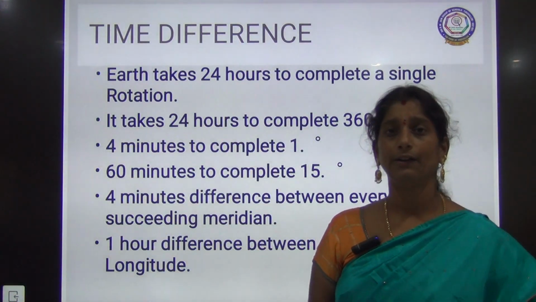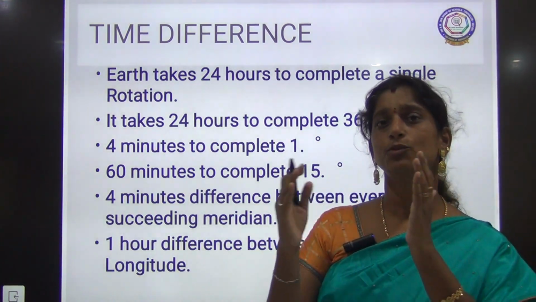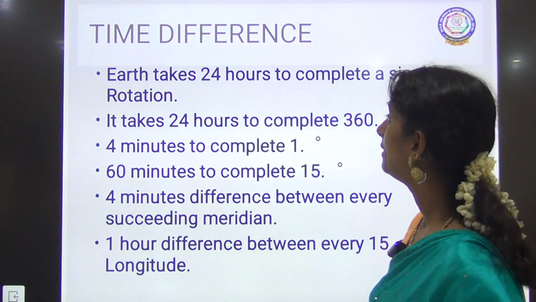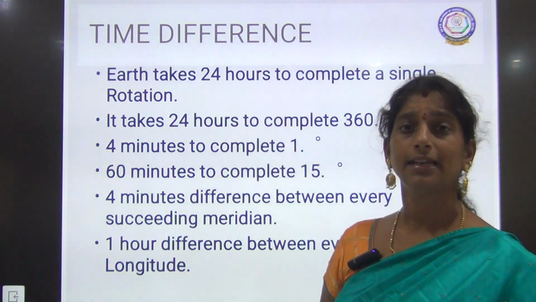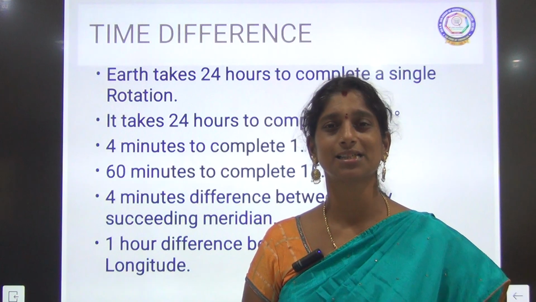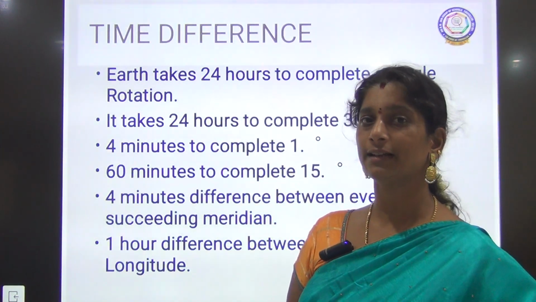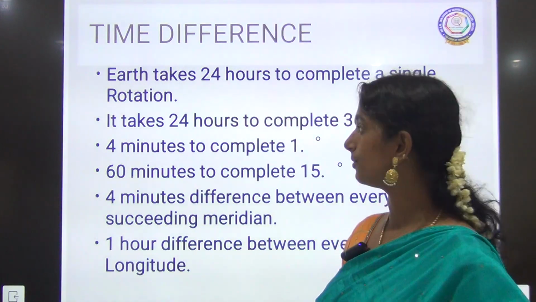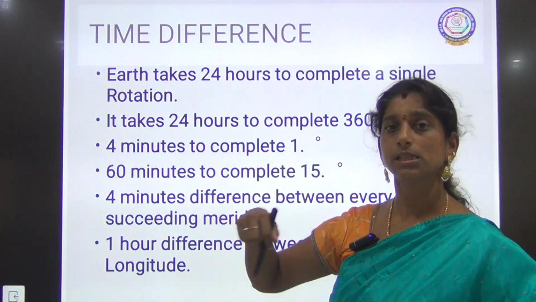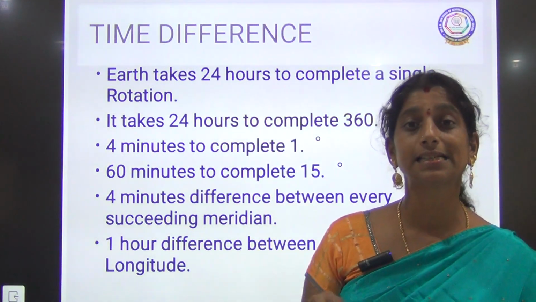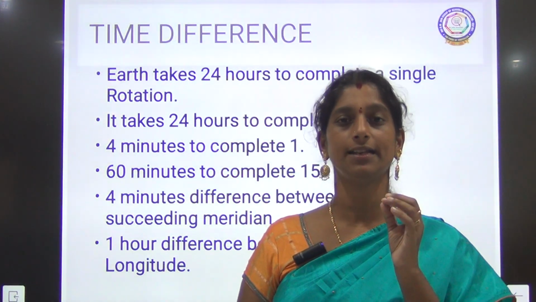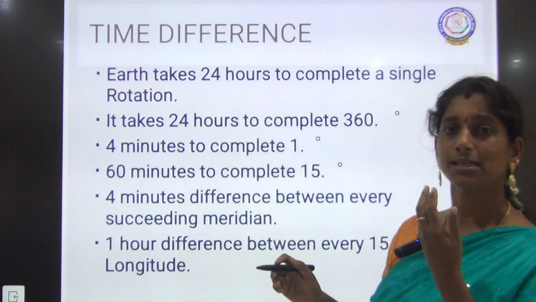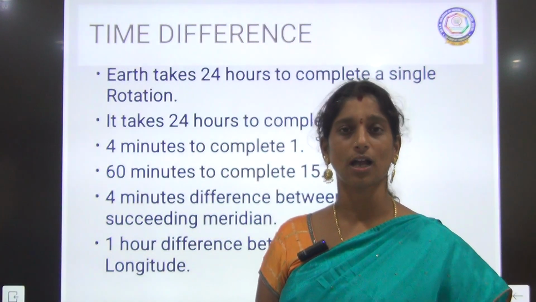So from time zone to time zone, time changes from meridian to meridian; there is a difference in time, right? We all know that Earth takes 24 hours to complete its rotation. You remember, which we have seen in our first class. So Earth takes 24 hours to complete a single rotation, which means a complete rotation, a complete circle, is 360 degrees. Clear? So to complete this 360 degrees, Earth takes 24 hours.